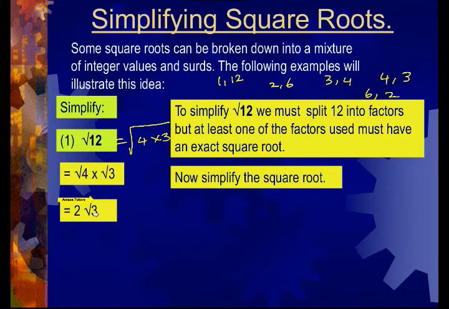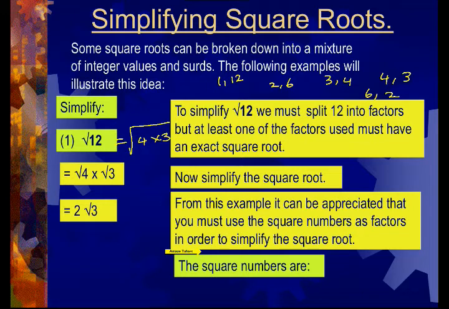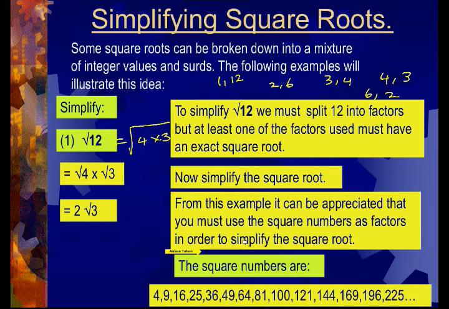Look at the surd. We cannot split it again. We don't have any perfect square factor. So you will have to leave this as the final answer. Let's look at the next example. From this example, it can be appreciated that you must use the square numbers as factors in order to simplify the square root. Let me show you square numbers.